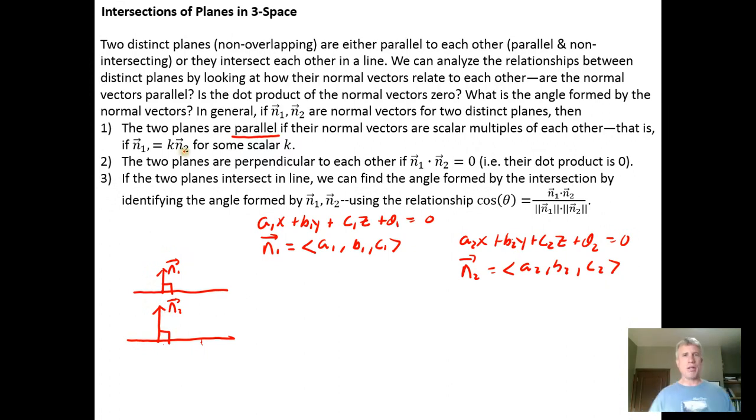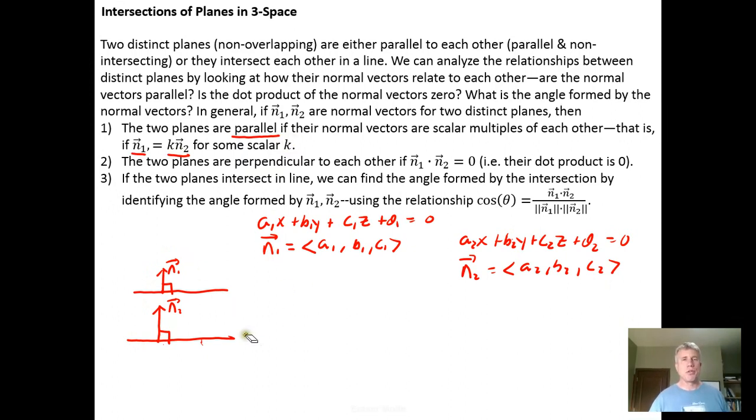And if they're parallel, that just means that one vector is a scalar multiple of the other vector for some real number scalar other than 0. k can't be equal to 0 in this case. So they'll be equal to each other for some non-zero scalar k.